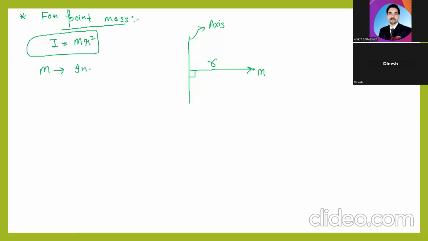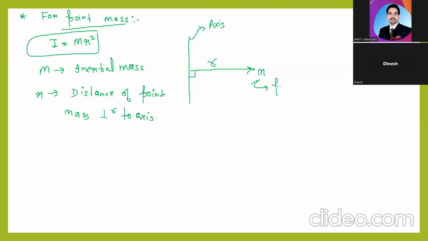Remember, this m should be inertial mass. We say simply mass because mass is the source of inertia. What is r? It is the distance of the point mass perpendicular to the axis. Remember, this is for point mass.